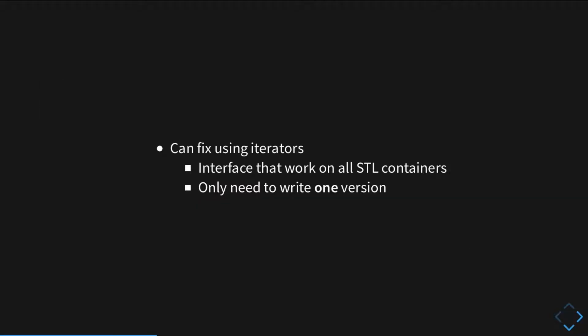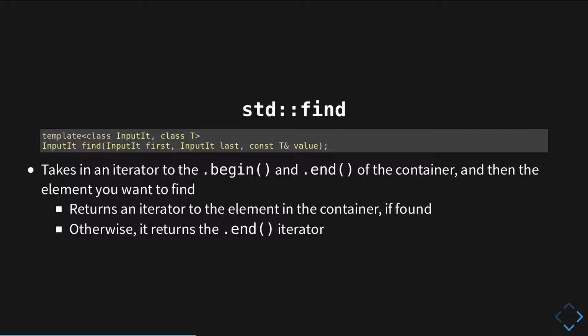One way to fix this would be to use iterators, which we covered last video. As a quick recap, iterators are a unified interface that works on all standard template library containers. This means that if we use iterators to build this function, then we would be able to reuse the same function on all containers and not just std::vector. Thankfully, the standard library has a std::find function just for this purpose. std::find takes in an iterator to the beginning and end of the container, and then the element you want to find, then returns an iterator to the element in the container, if found. Otherwise, it returns the iterator to the end of the container.